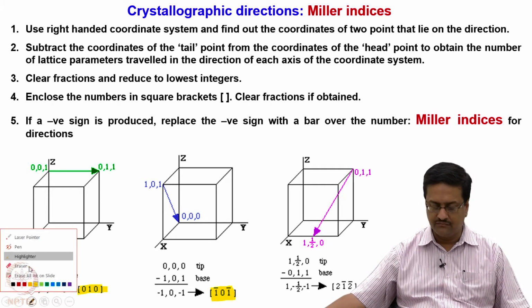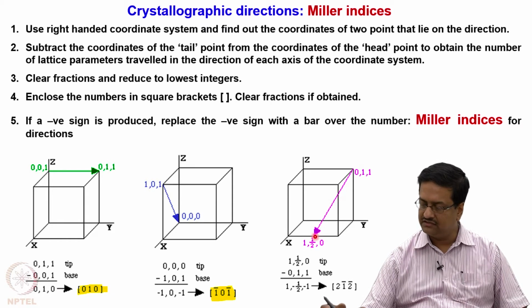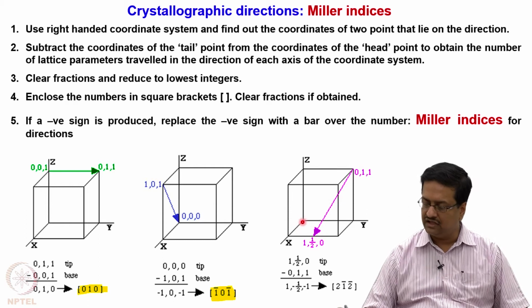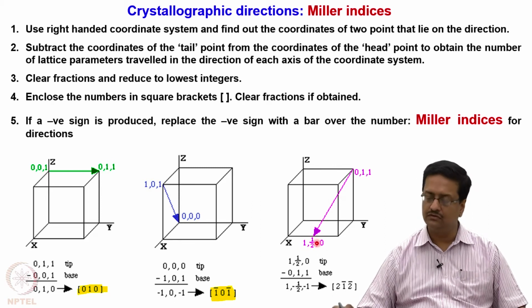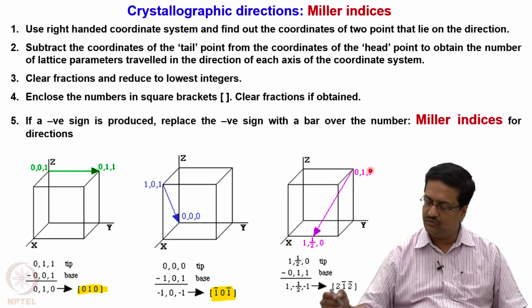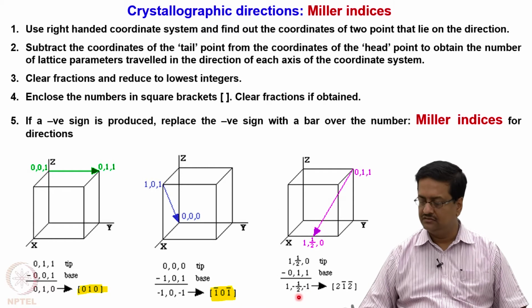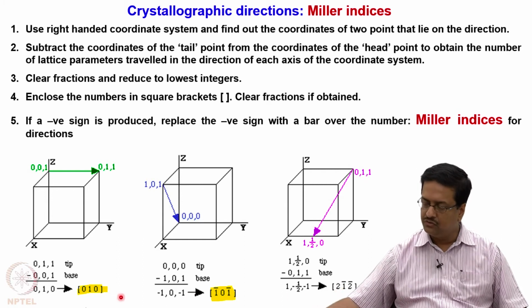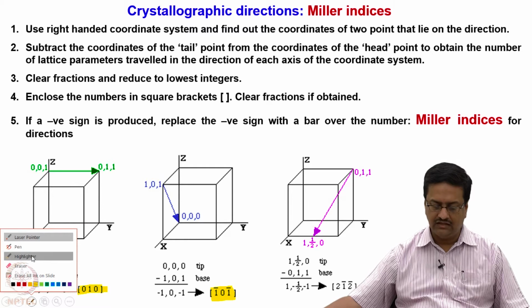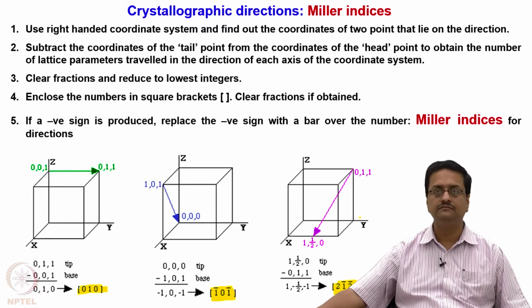In the same manner, in this case from 0, 1, 1, we are trying to find out the direction to the middle point of this edge. So, this is 1 along x, half along y and 0 along z. This 1, half, 0 is the tip and the base is 0, 1, 1. On subtraction it becomes 1, minus half, minus 1. Now we have a fraction here, so this fraction has to be cleared. We multiply these three numbers by 2 to remove the fraction. So, it becomes 2, 1 bar, 2 bar, and that is the Miller indices for that particular direction that we have seen now.